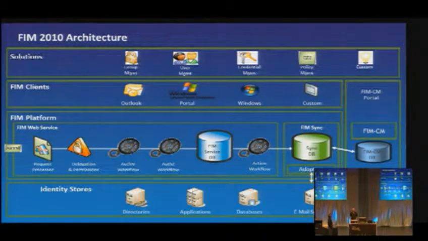We also know this second part with the FIM clients. Outlook is a way that people can do approvals. It looks like a meeting request. You can also do it through the FIM portal and also through the Windows logon page, through the Windows Gina. You're able to reset your password. So they're essentially the interfaces into identity management.